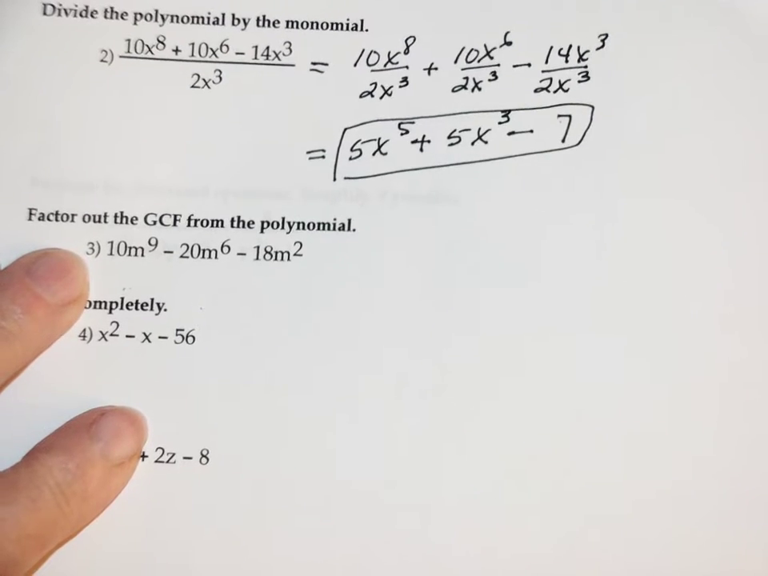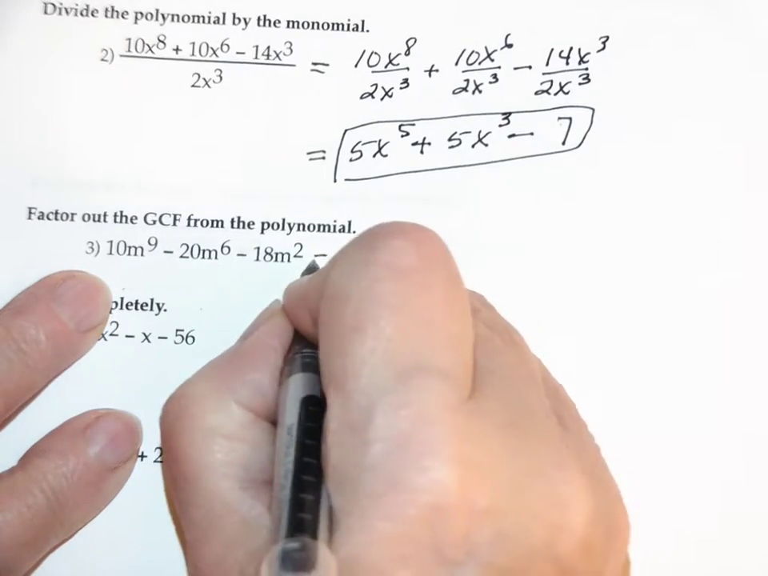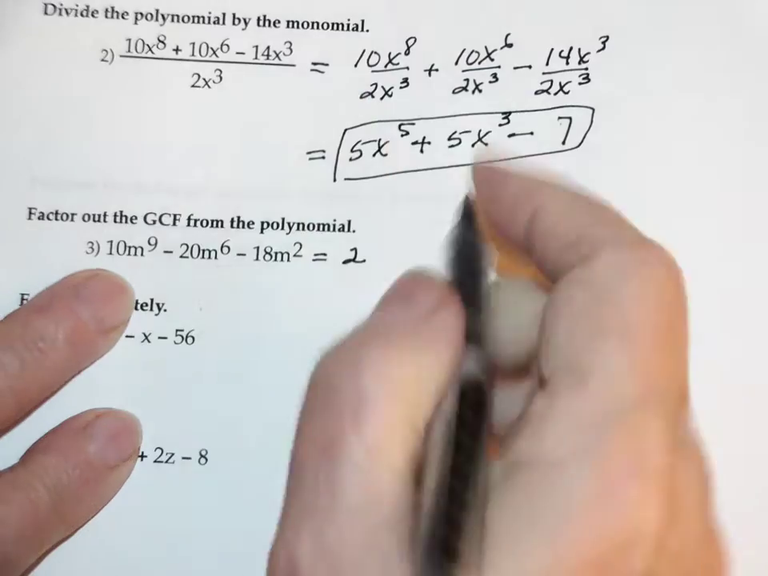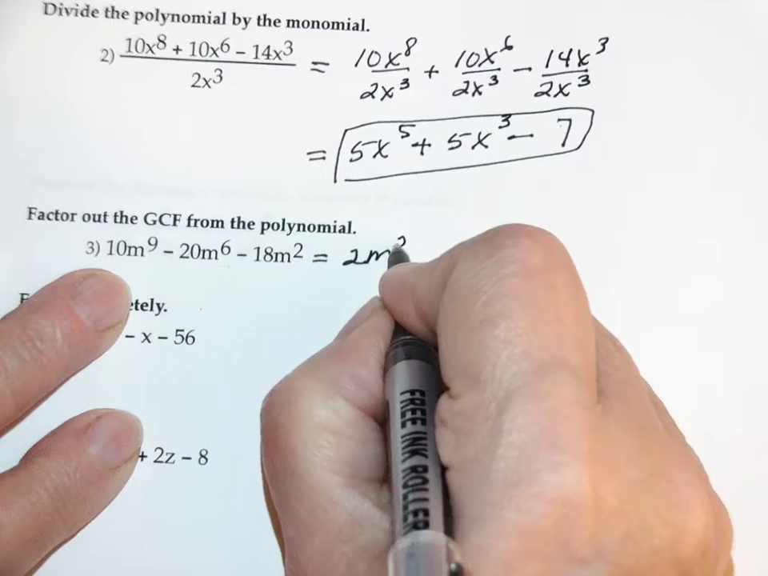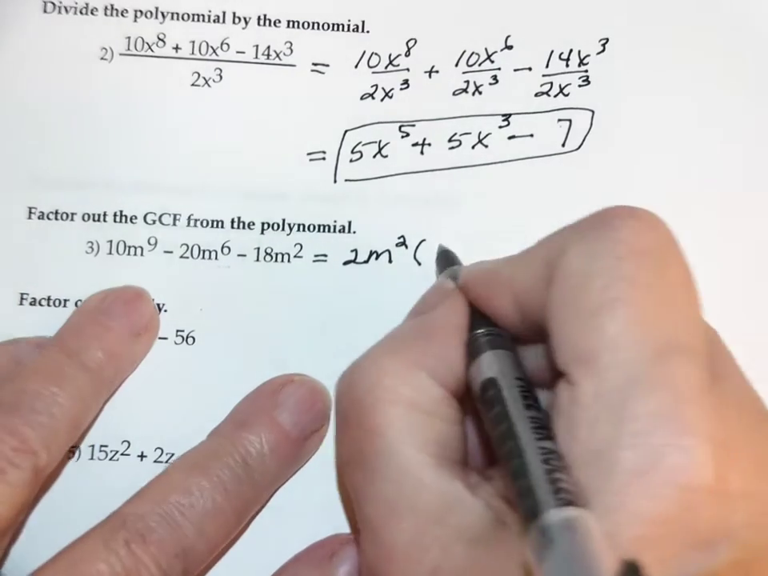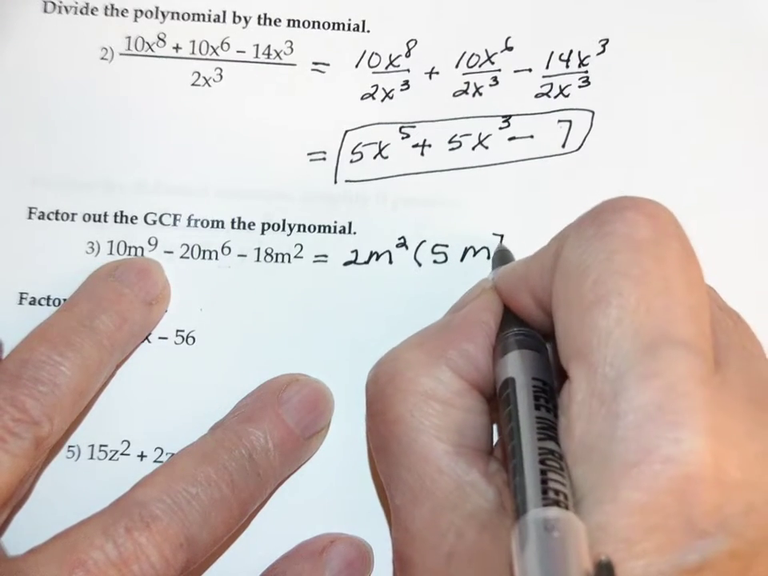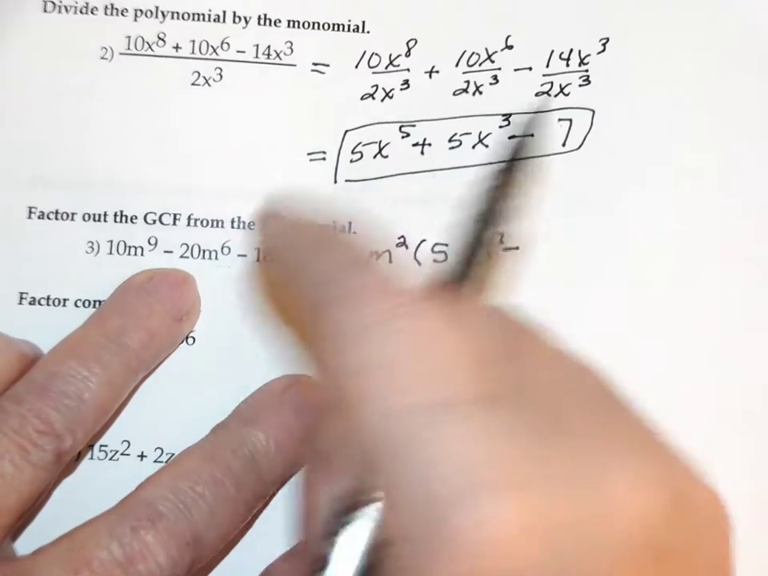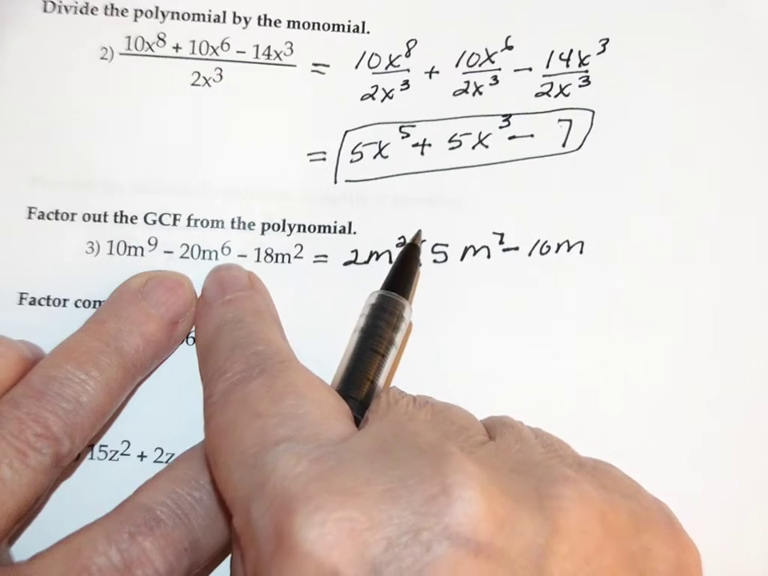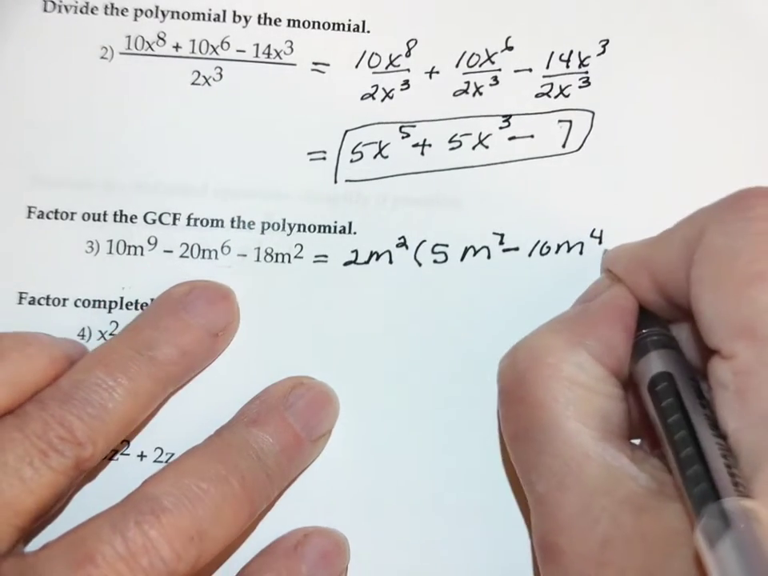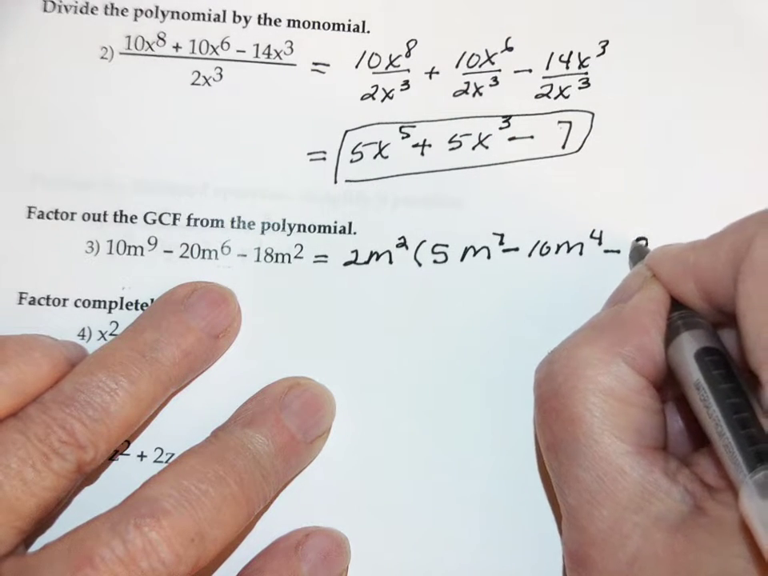Factor out the greatest common factor. Well, the greatest common factor, the only thing they have in common is a 2. And in the M world, the smallest power is 2. So that you end up with a 5m to the 9 minus 2, which is 7, minus, take out a 2, you end up with a 10m to the 6 minus 2, which is 4, minus, take out a 2, you end up with a 9.